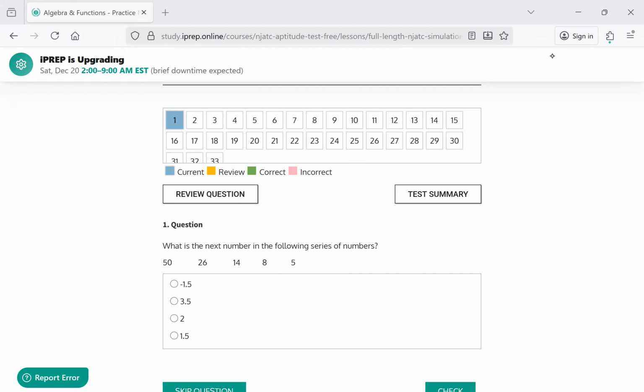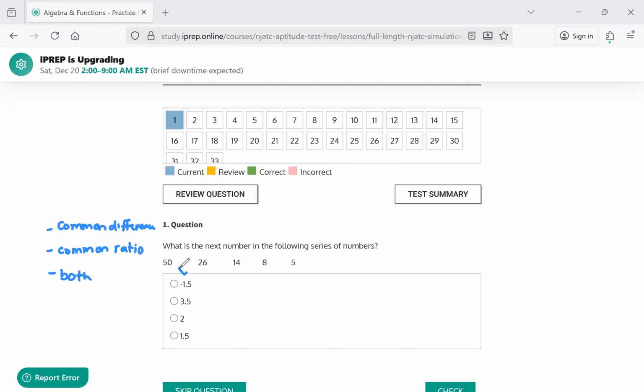Question one is a sequence of numbers: 50, 26, 14, 8, and 5. They want to know what would be the next number. It is a sequence, and we have to figure out a pattern. You can either have a common difference or a common ratio. So you're either adding or subtracting, or multiplying by a ratio, and believe it or not, you can also have a mixture of both.